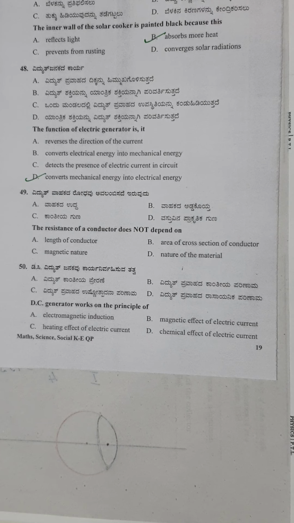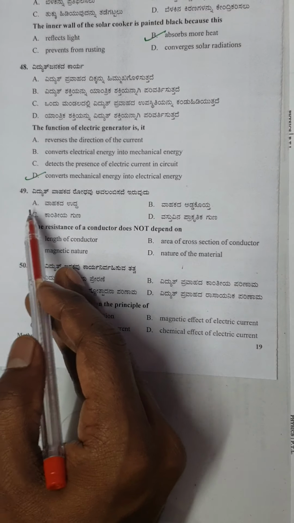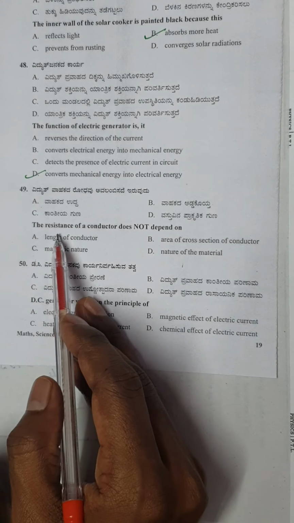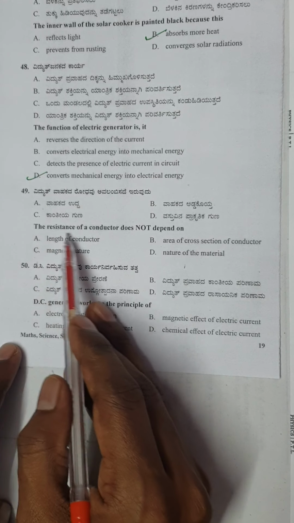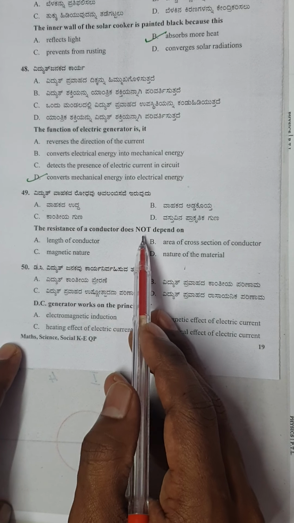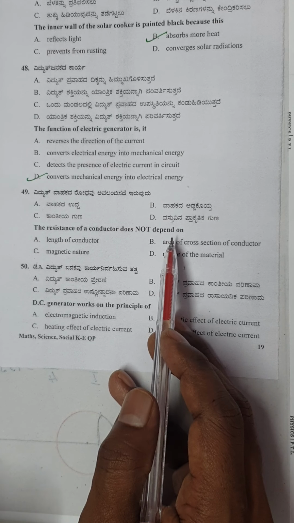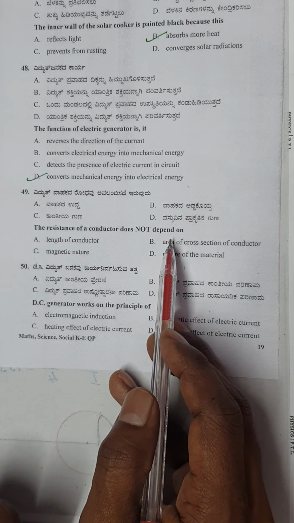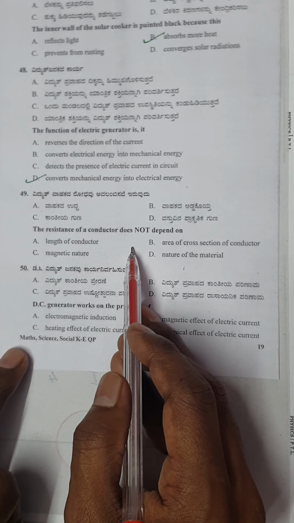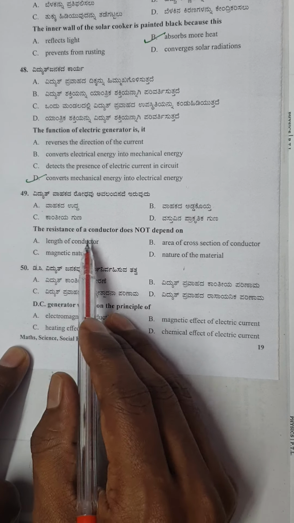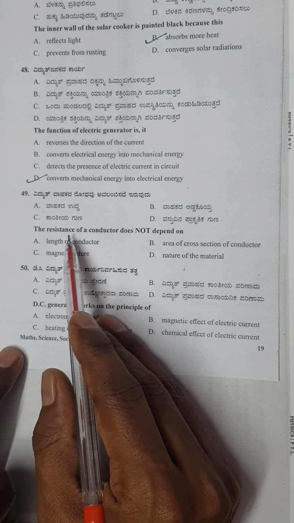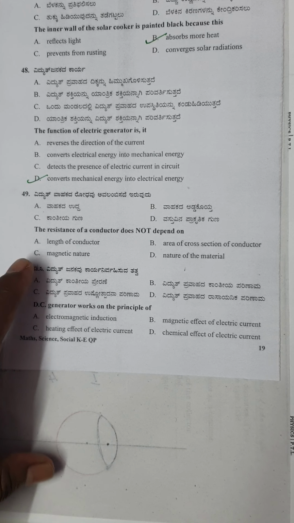Let's move on to the next question, number 49. The question is as follows. The resistance of a conductor does not depend on, okay, there are many factors which affect the resistance. This question is on which factor does not affect the resistance. Now let's take one by one.